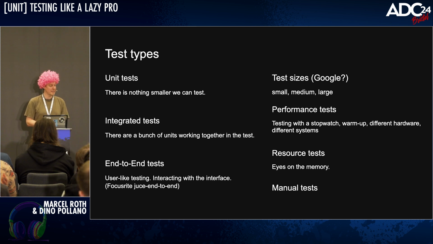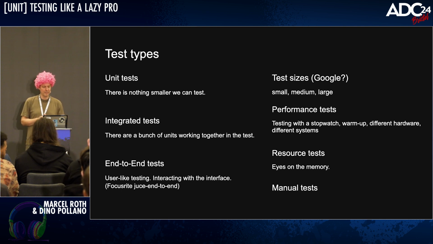Last but not least, end-to-end tests. That is where you actually interact with the UI of your application with something I would call a puppet that clicks on buttons, and then you'll find yourself on a different screen, and maybe you take a screenshot and cross-compare if you find the same screenshot in your automated test after clicking the button and so on. Focusrite have made a great framework for that, Juice end-to-end, it's called.